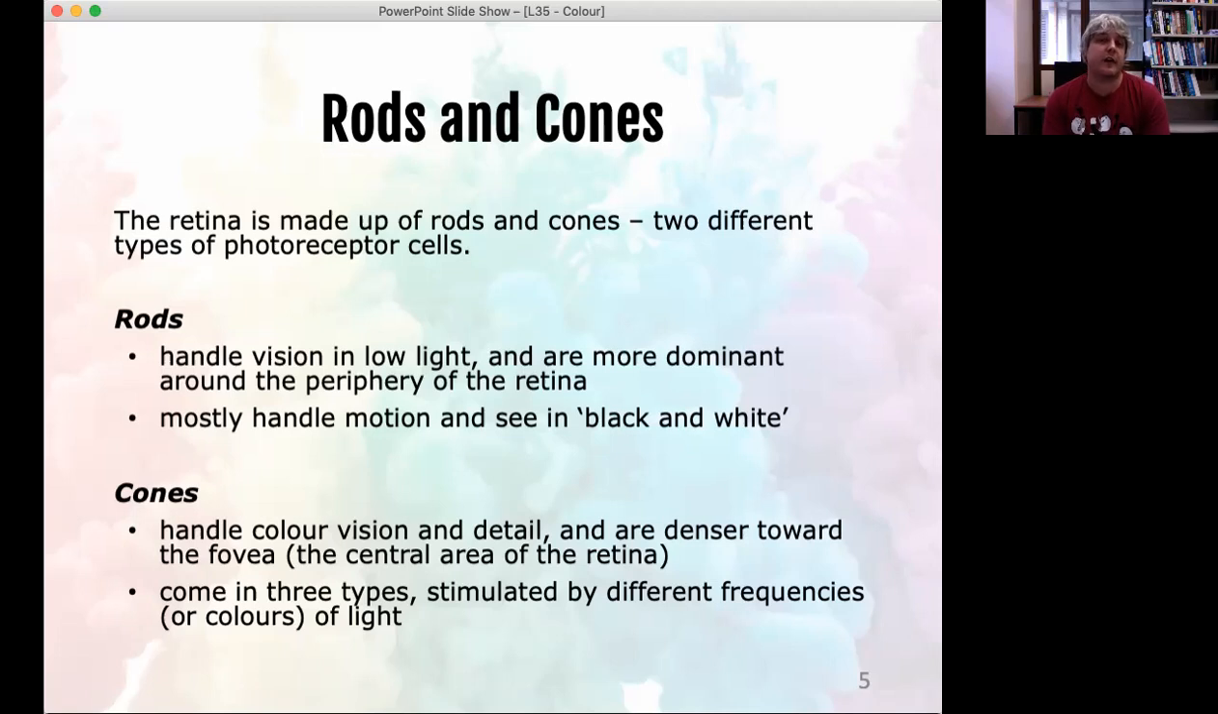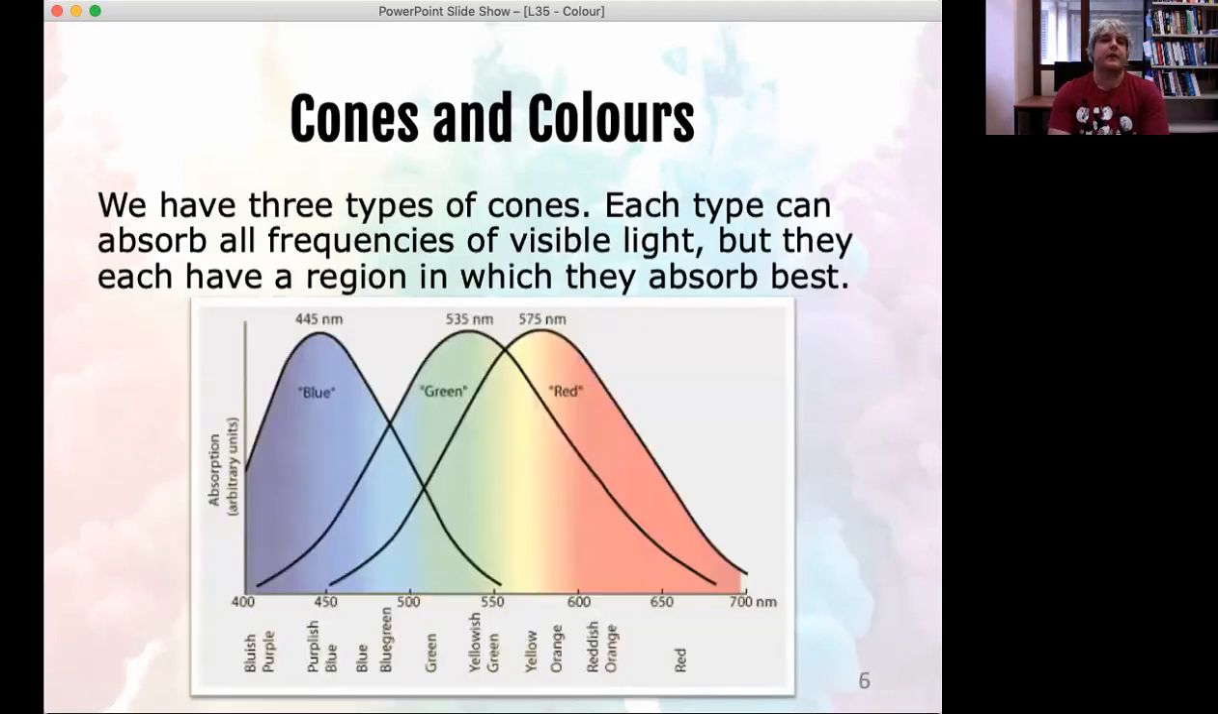Cones are the bit we're going to be interested in today. Cones are the things which handle colour vision. They're denser towards the centre, towards the dominant part of our vision, which is right in front of you where you're focusing, where you're looking. Cones have three different types that are stimulated by different frequencies of light. Different frequencies being different colours means cones are how our eyes tell different colours apart. We have three cones. Each one can absorb all the different frequencies of visible light. They can, but they have a region in which they do best.